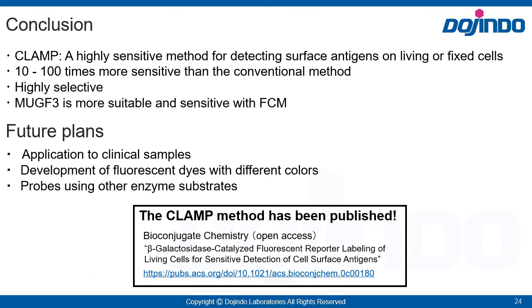In the future, we plan to acquire data by using clinical samples. We also plan to develop green and red fluorescent dyes for the clamp system to complement the blue one seen here. As well, we hope to develop fluorescent substrates for enzymes other than beta-galactosidase. There are published references for this technology, and you can contact us for additional information.